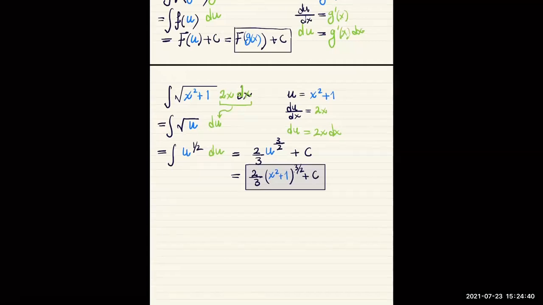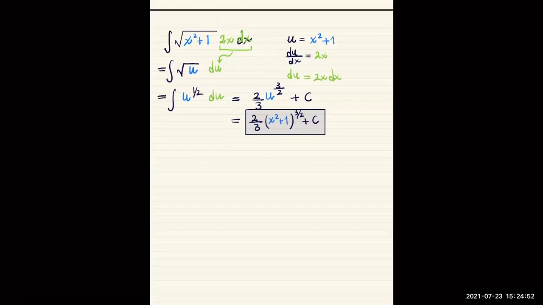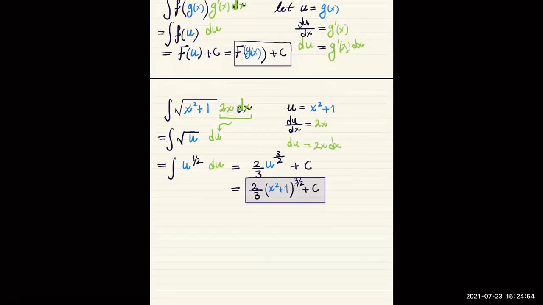So you continue with the outside function all the way to the bottom. Again, if I didn't have this x, then what would I substitute for my du? You know what I mean? So it has to be sitting there.